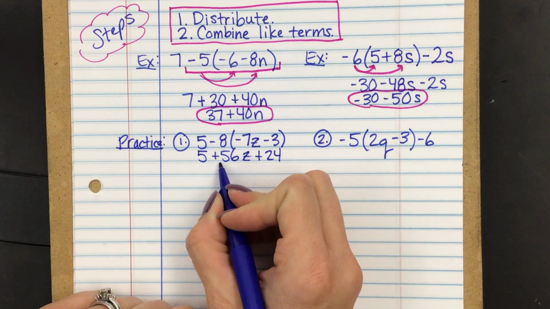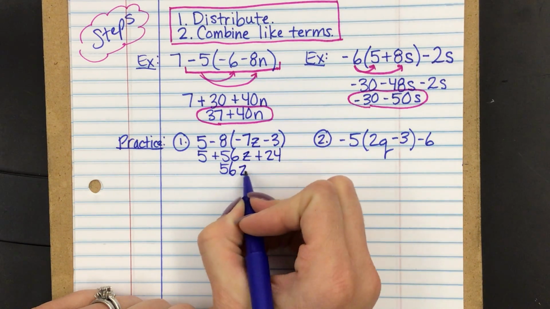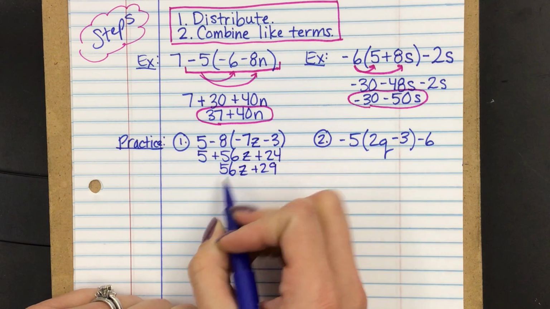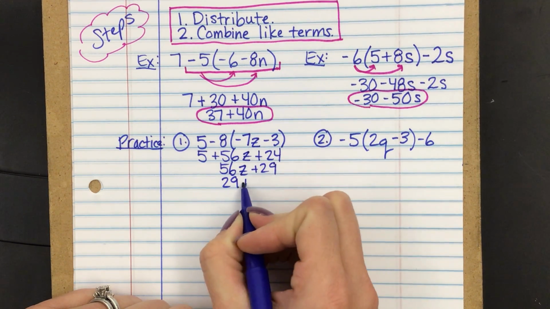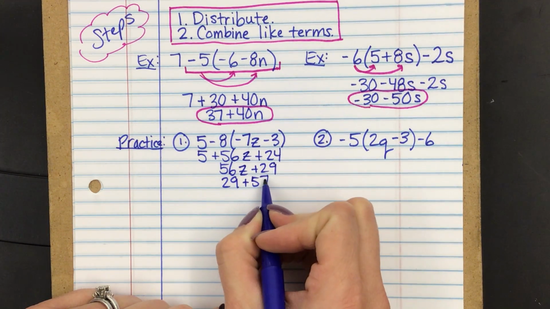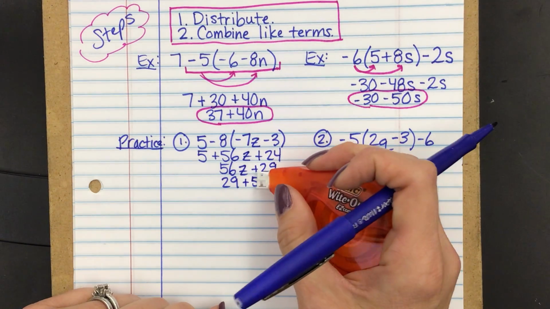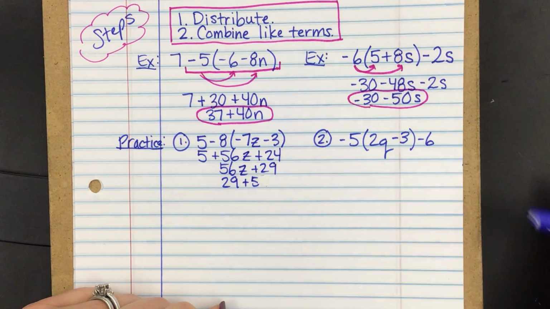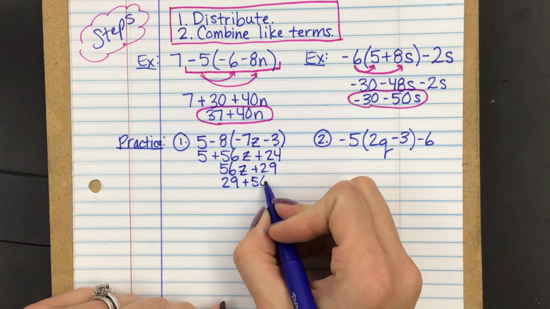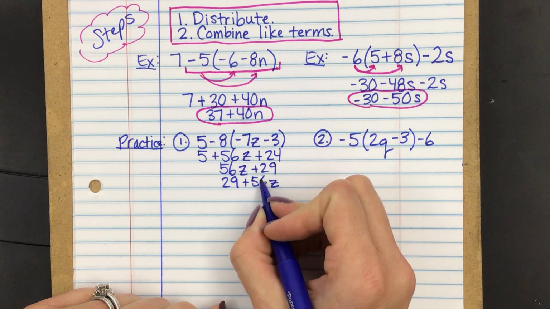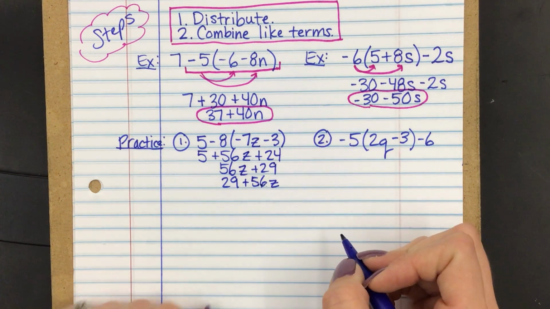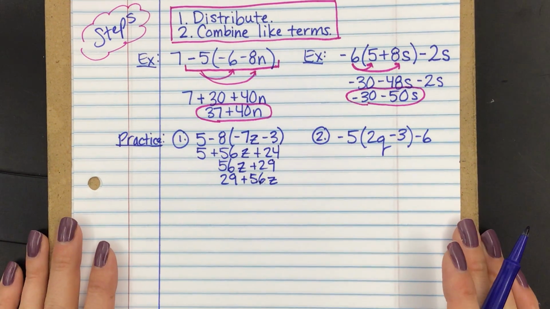So you can write this two ways. You could do 56z plus 29, or you can do 29 plus 56z. Are we good on that one?